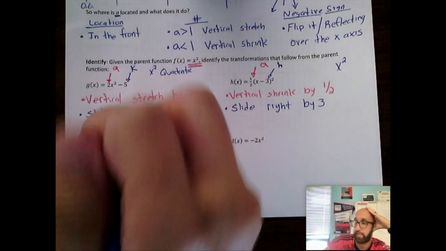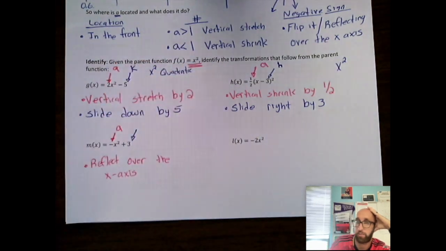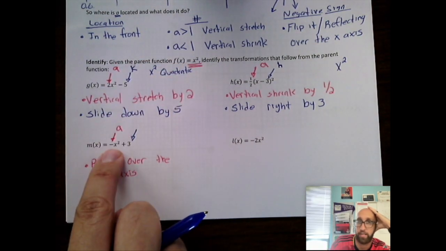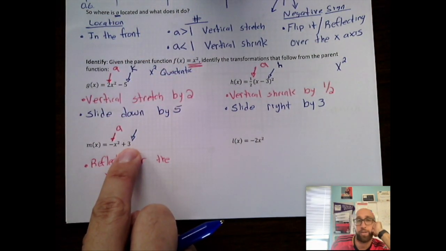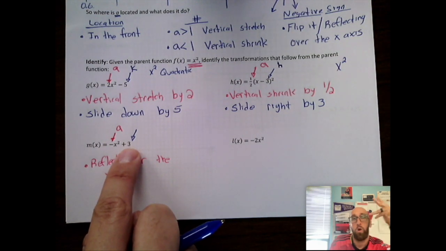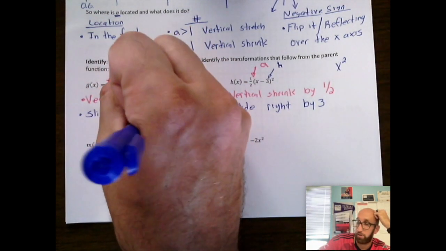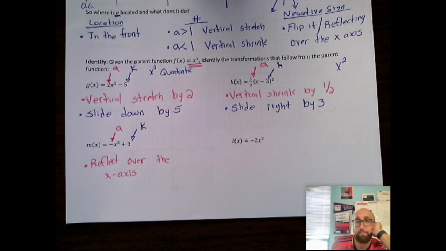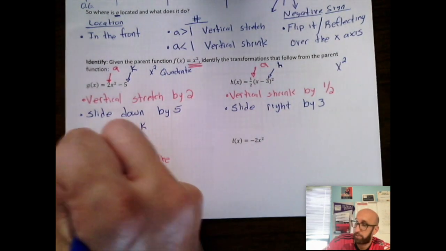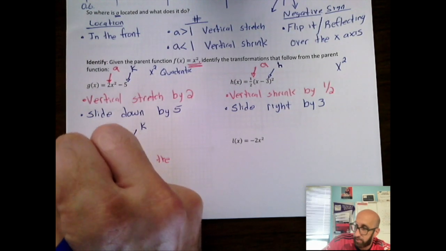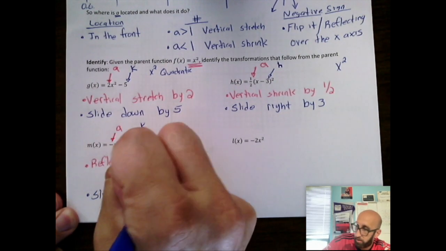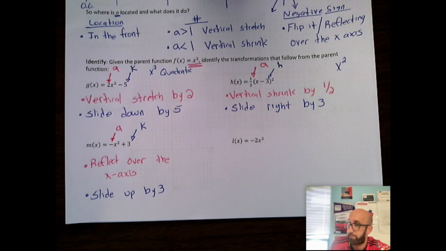Second thing I see is this 3. So I've got to think, all right, I already know what my A is. So is this an H or is it a K? We know H's are inside of parentheses. I don't see any parentheses. It does look like we're in the back, so that is a K. So what I know is K is going to move us up or down. If I see a +3, that is a slide up by 3.